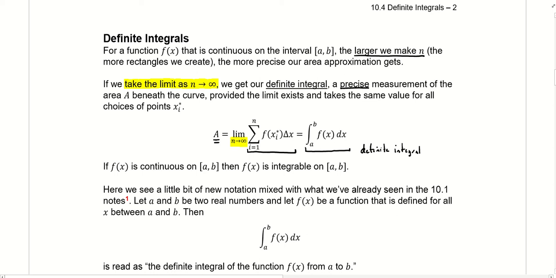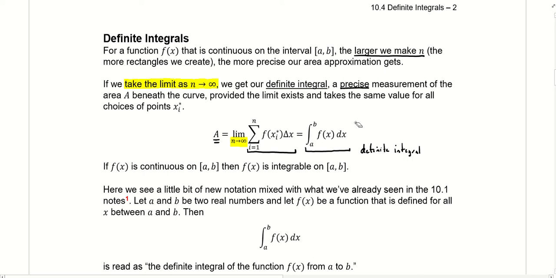So the Riemann sum, this thing, gives us an approximate area. The definite integral, this thing, gives us the exact area because now we're taking the limit of the Riemann sum as n goes to infinity. And so if we have an infinite number of rectangles, essentially what we've done is we've divided up those rectangles enough so that we can get the exact area under the curve.